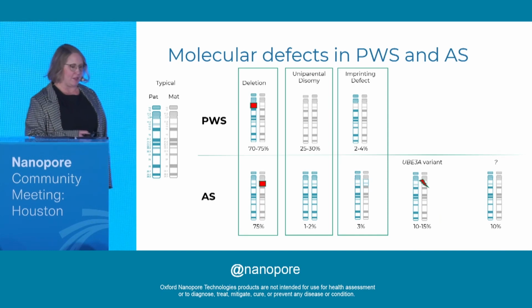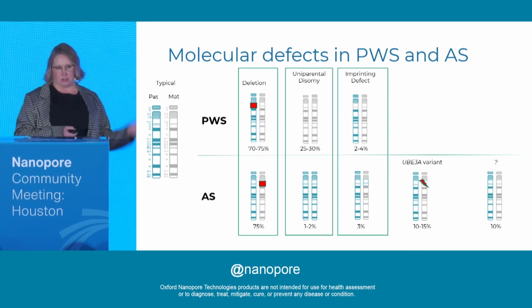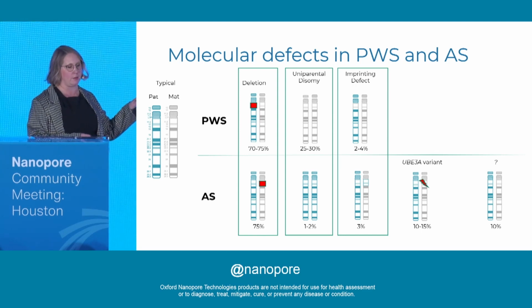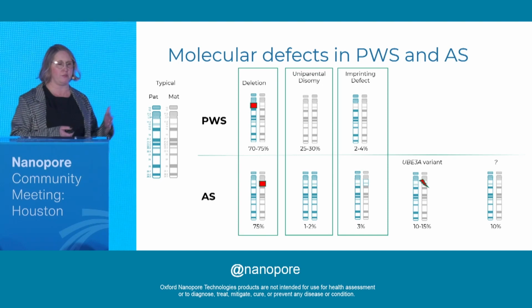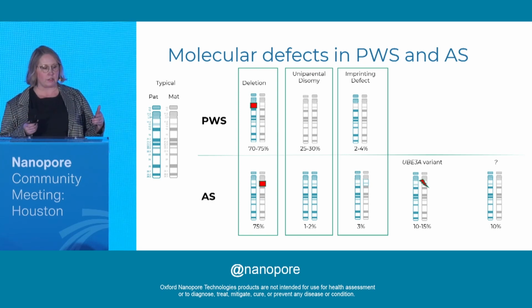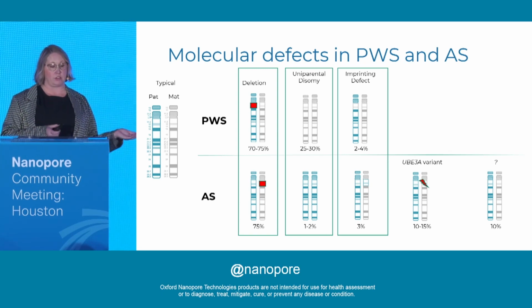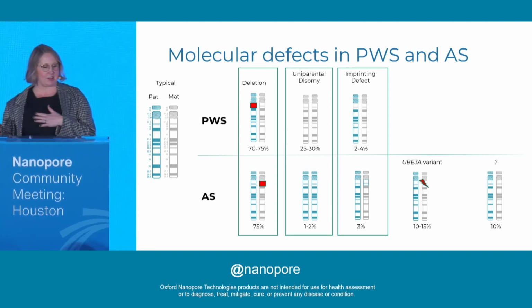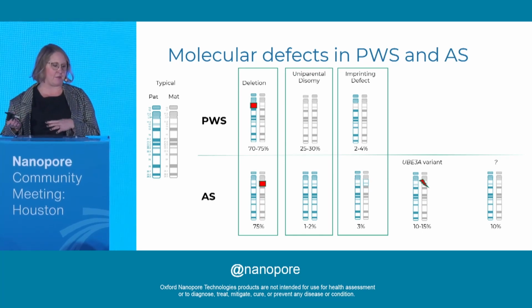So the molecular defects in Prader-Willi and Angelman syndrome, as I mentioned before, are absence of expression of one set of genes or the other. For both Prader-Willi and Angelman syndrome, the most common molecular defect is a deletion. There are segmental duplications within this region of chromosome 15 that give rise to these recurrent deletion sizes. If the deletion falls on the paternal chromosome 15, it's Prader-Willi syndrome. If the deletion falls on the maternally derived copy of chromosome 15, it will result in an Angelman syndrome phenotype.